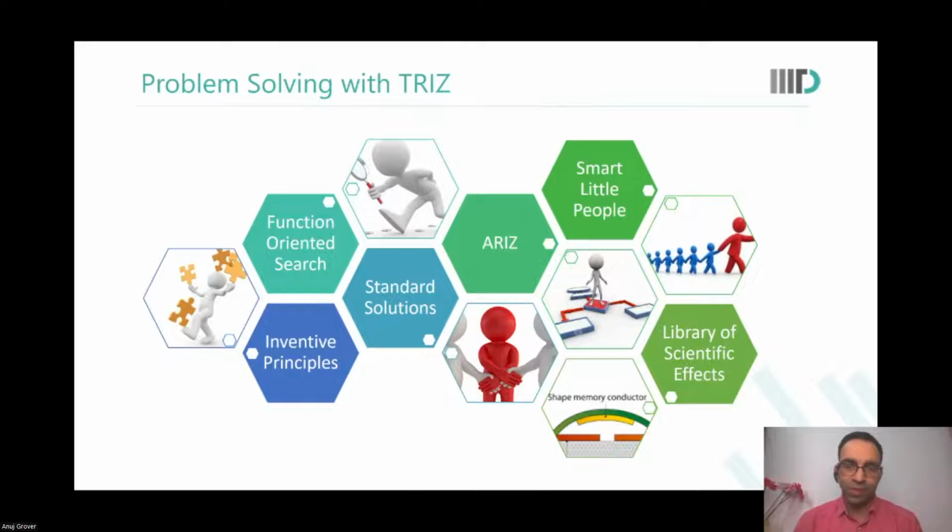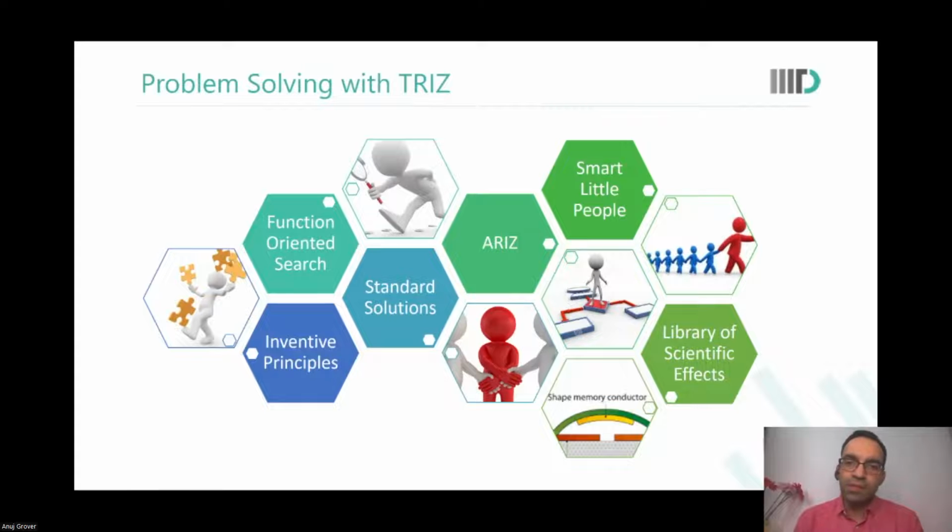Got it. Okay. So there are various tools within TRIZ which are used for problem solving. For example, function-oriented search, inventive principles, standard solutions, smart little people, and the library of scientific effects. We will use quite a few of them. We will start with function-oriented search today. In the next 2 sessions, we will pick up inventive principles.